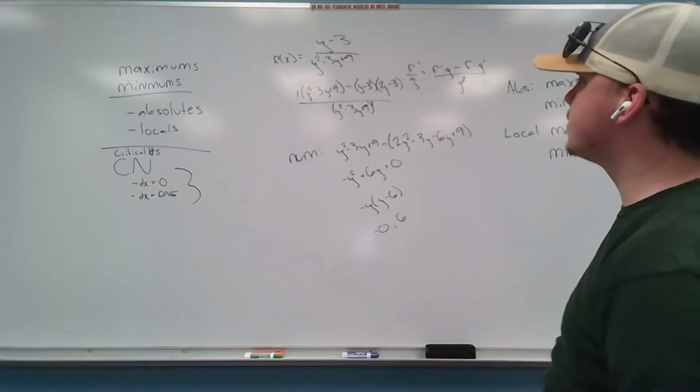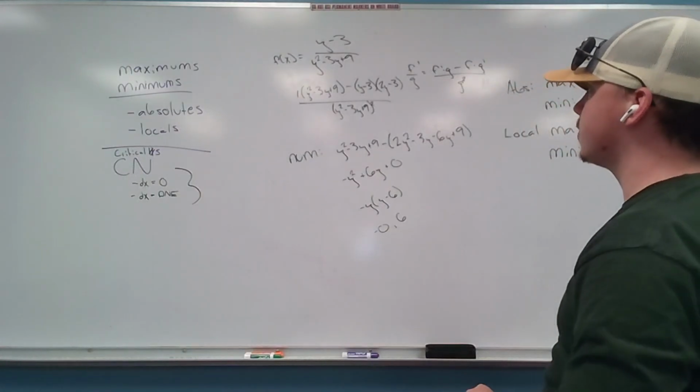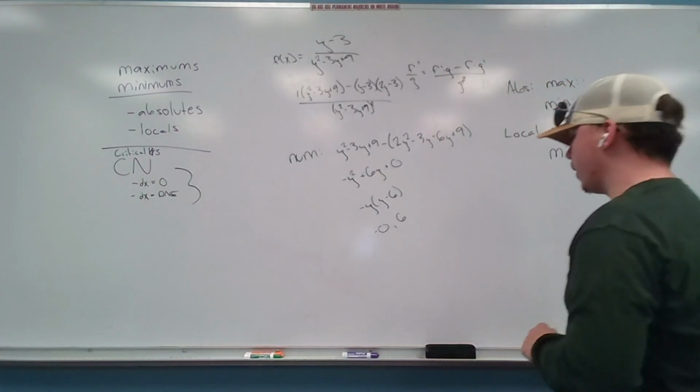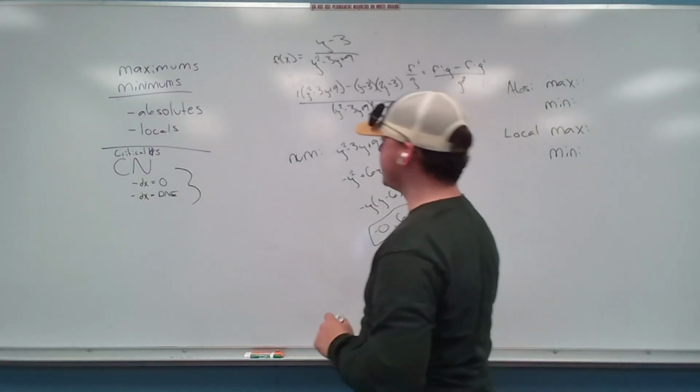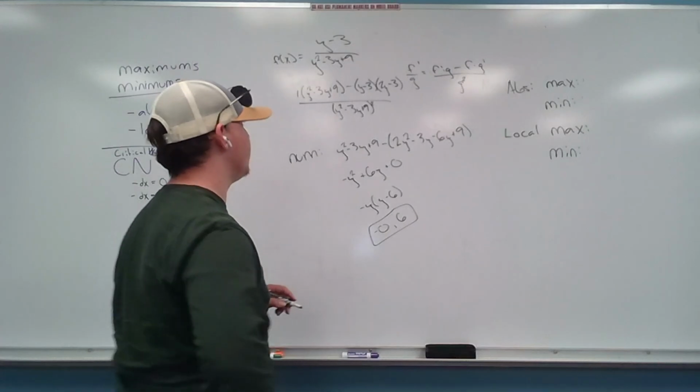So now all I have to do is solve the denominator to find where those critical numbers are. Remember, if the denominator does not have any zeros, then there are no critical numbers there.